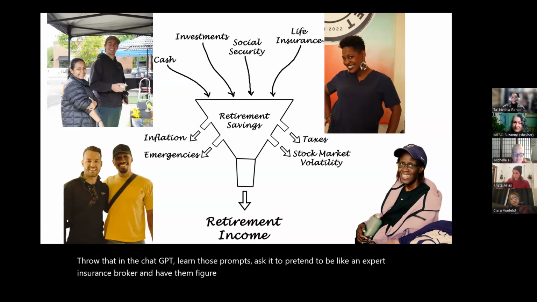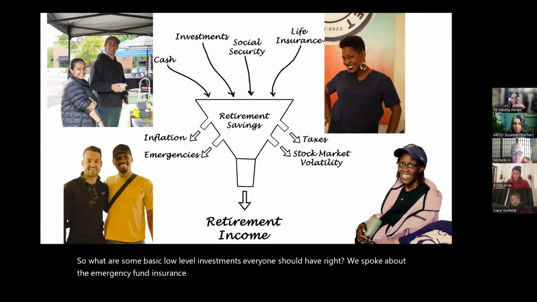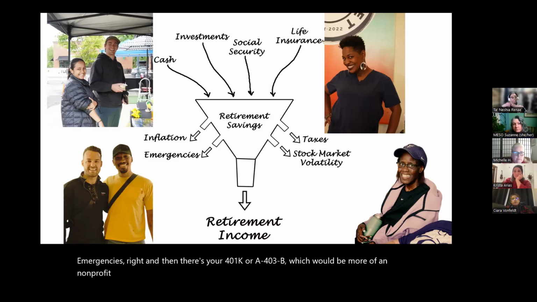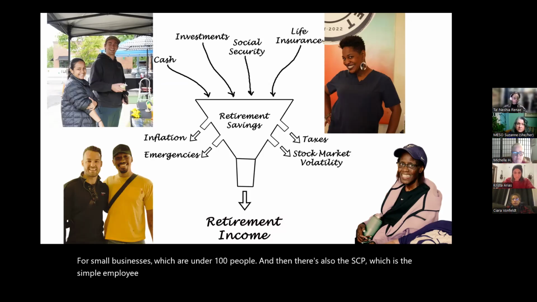So, what are some basic low-level investments everyone should have, right? We spoke about the emergency fund, and insurance to cover yourself for those unexpected emergencies. And then there's your 401k or a 403b, which is more for nonprofits. There's the 457, which is for state and local government. TSP for federal employees, SIMPLE for small businesses with under 100 people. And then there's also the SEP, the Simplified Employee Pension for people who are self-employed.